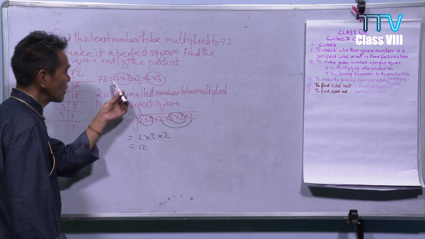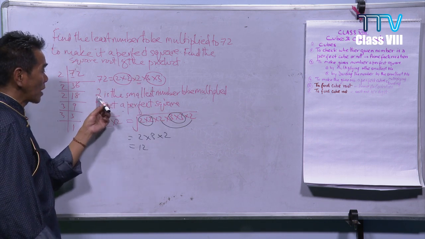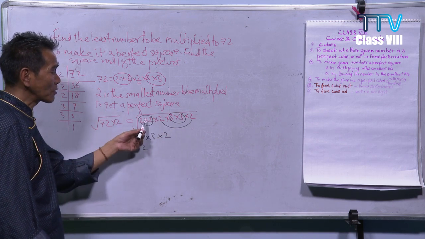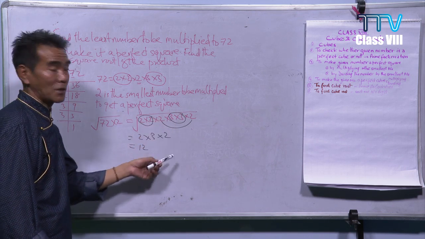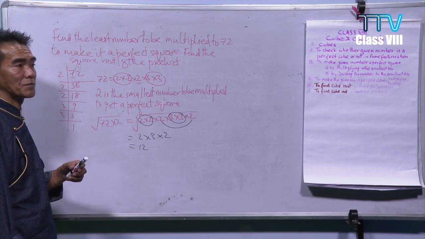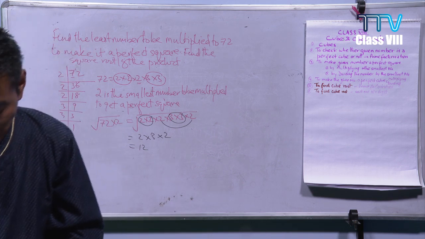First take the prime factors of the number, then do the multiplication. Find the product, and this is the root of the new number, which is a perfect cube.